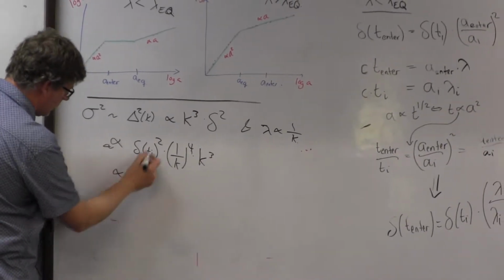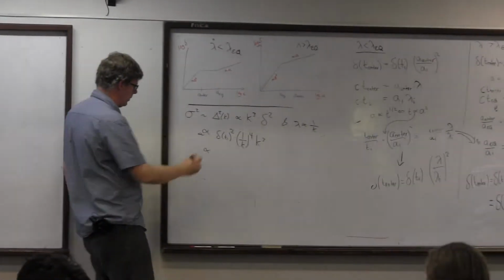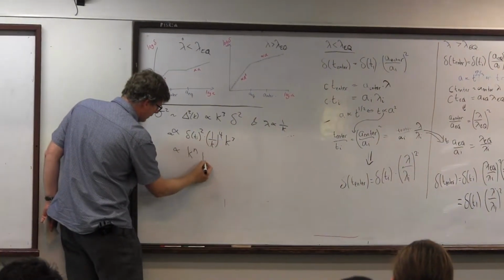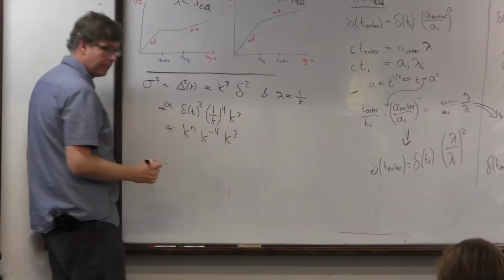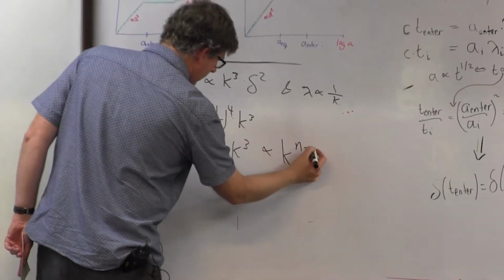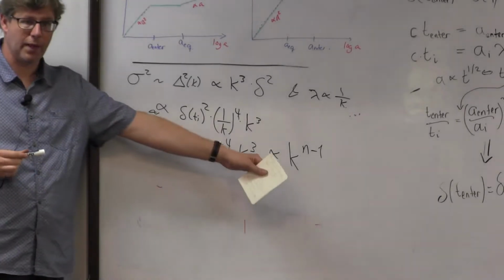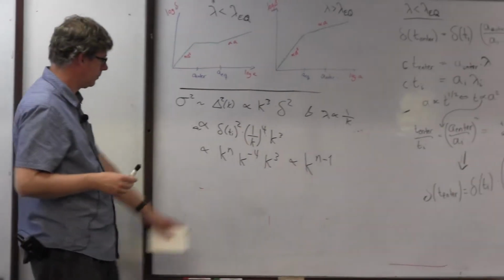Okay? So we are told in the problem set that we can use a standard power law power spectrum. So this is k^n. This is k^-4. And this is k^3. So now you see this is proportional to k^(n-1). And so you see if n equals 1, this is constant with scale. It does not depend on k at all.